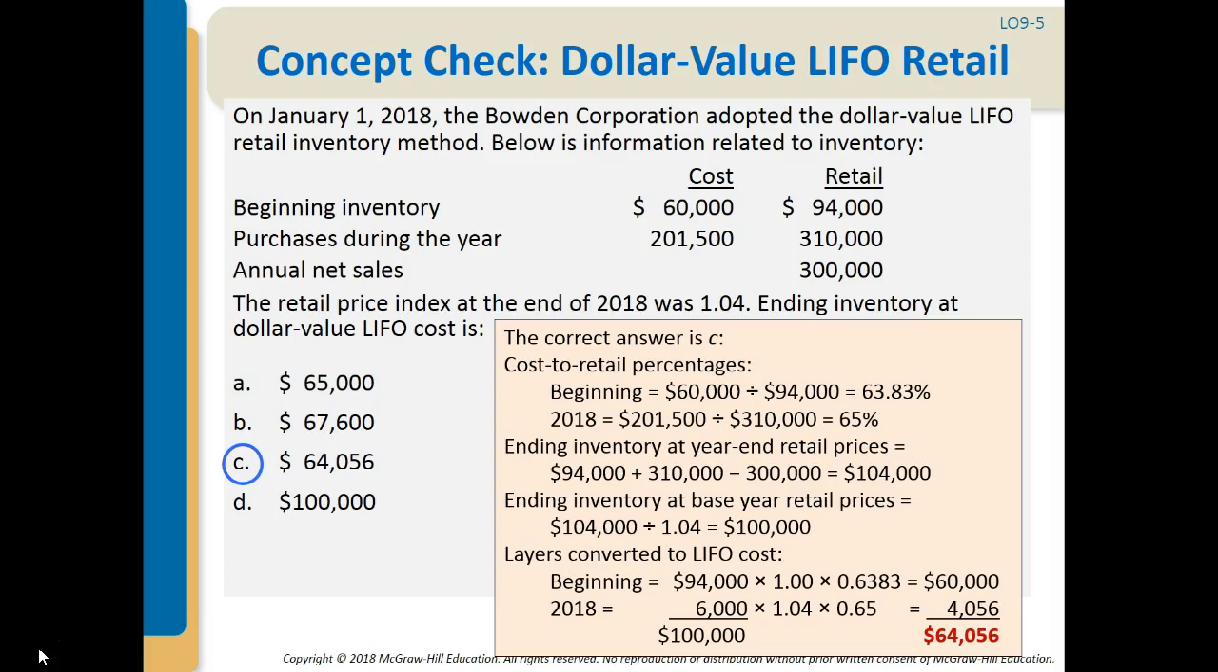Layers converted to LIFO cost: we begin with 94,000 times 1 times the 0.6383, which is 60,000. Then in 2018, our 6,000 times 1.04 at 65% gives us $4,056. Totals 100,000, and our total value is $64,056 at dollar value LIFO.